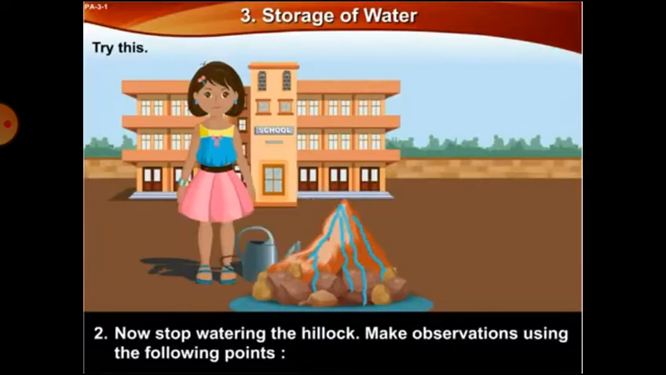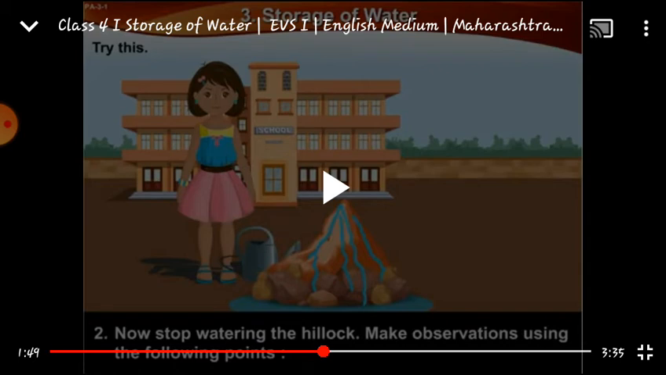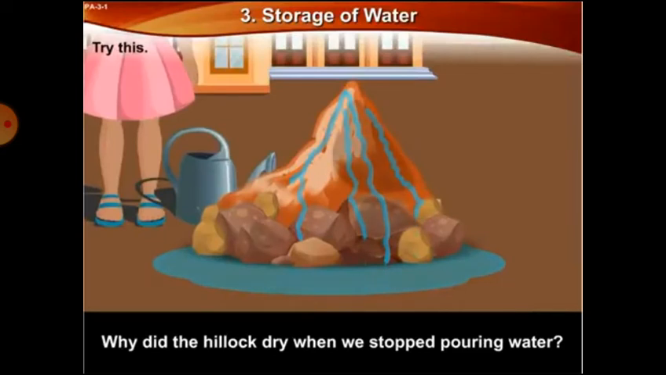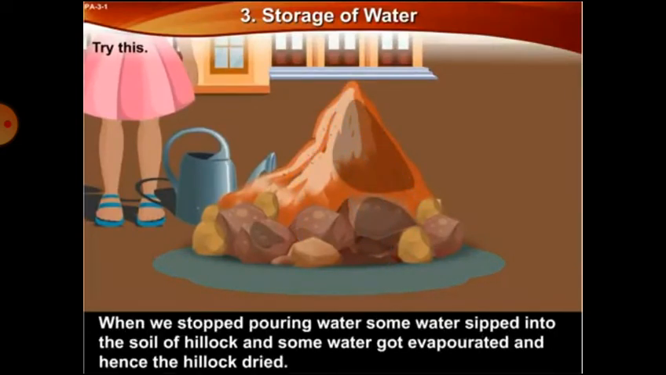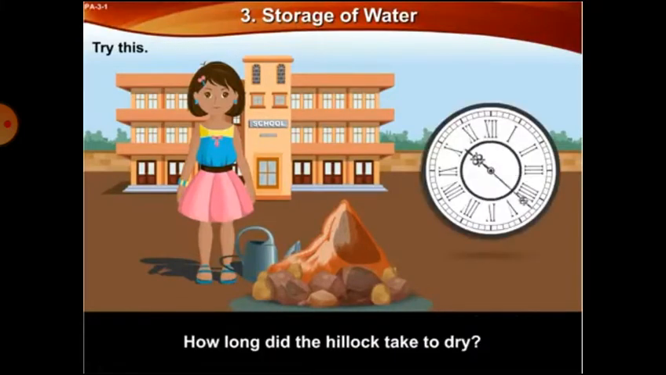Okay. Now stop watering the hillock and observe the following points. Okay. Now first point, why did the hillock dry when we stopped pouring water? When we stop pouring water, some water seeped into the soil of the hillock and some got evaporated. Okay, hence the hillock dried.